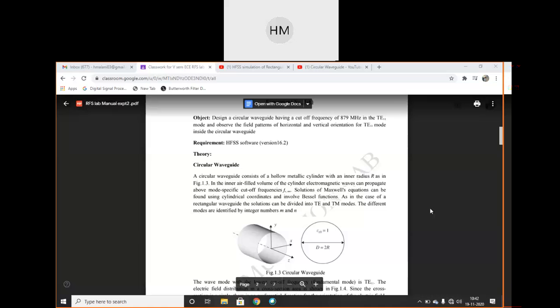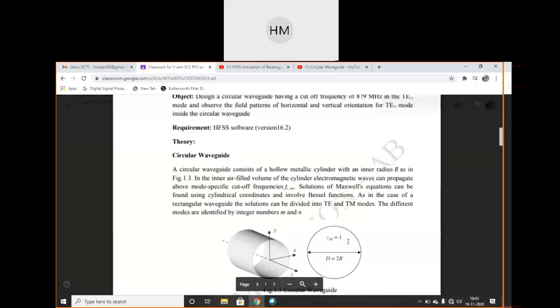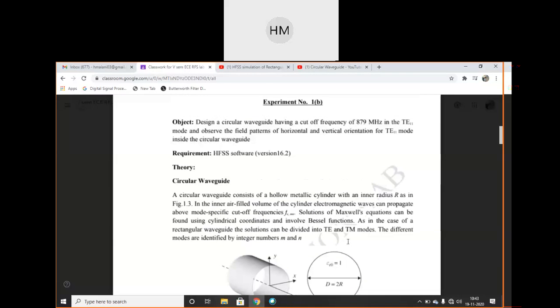So it's just like a transmission line we design. It is circular in shape. So to design a transmission line, first we will design circular waveguides. So we are taking a cutoff frequency of 879 megahertz and we are working in TE11 mode. You can work in other modes also. Okay, but I am specifically designing this at TE11 mode. So M and N both are 1. And observe the field patterns of horizontal and vertical orientation for TE11 mode inside the circular waveguide.